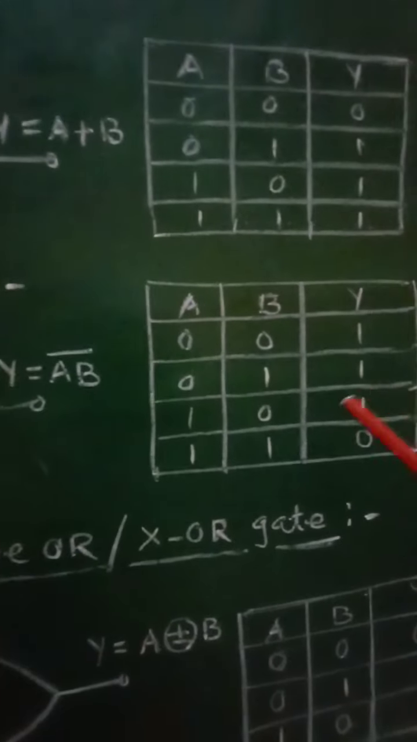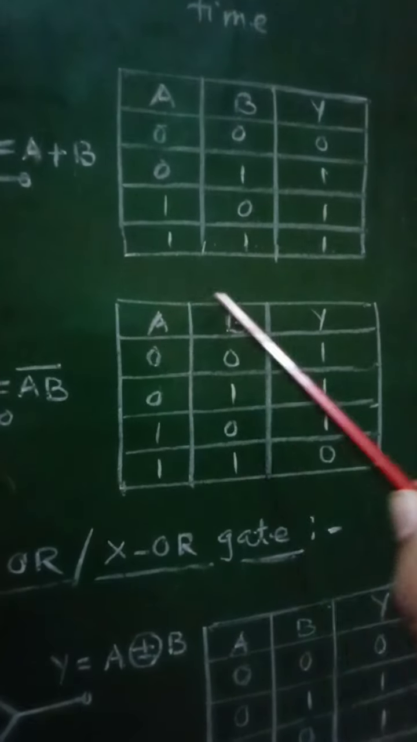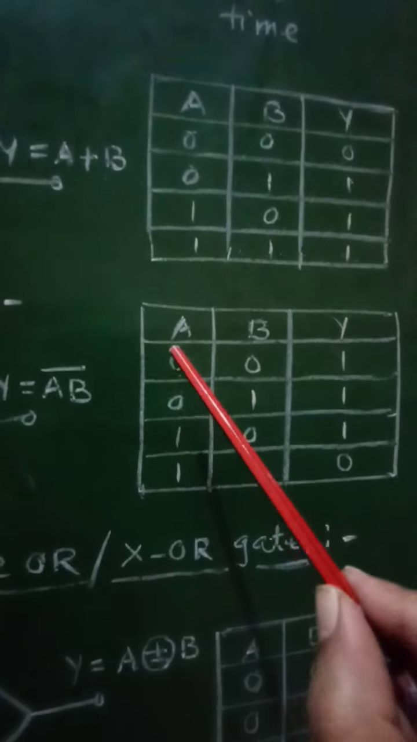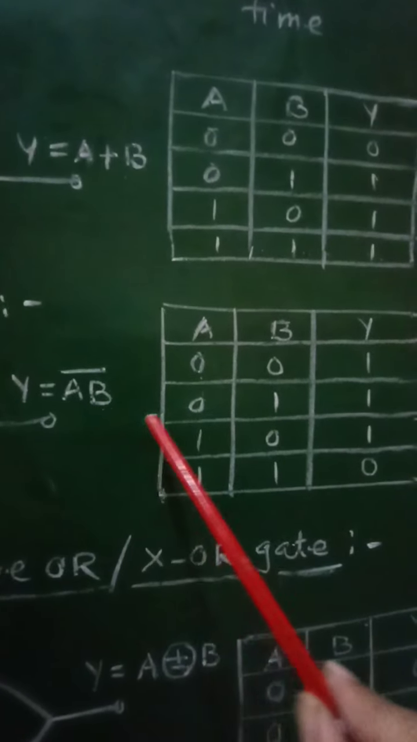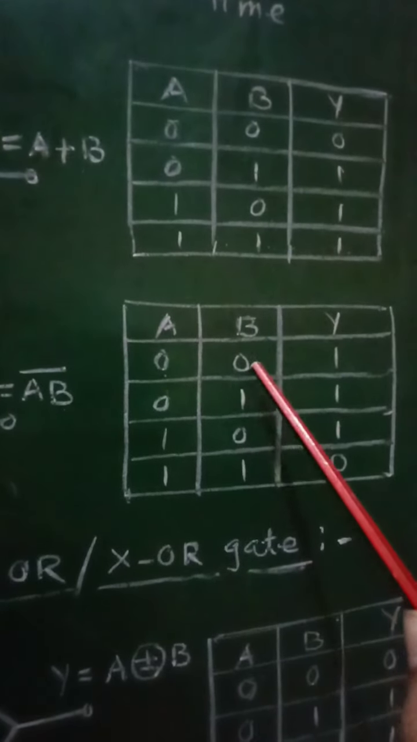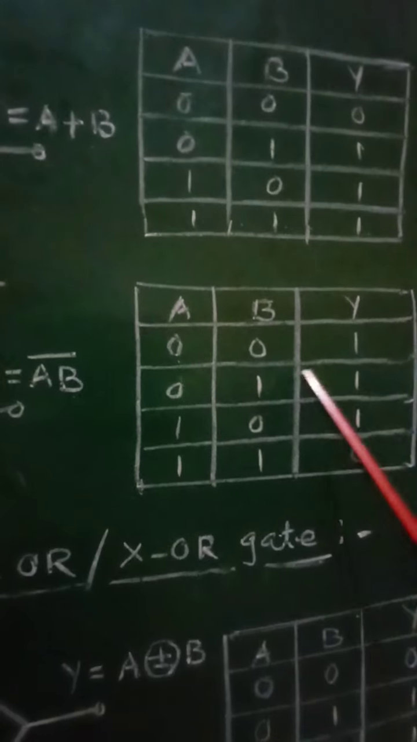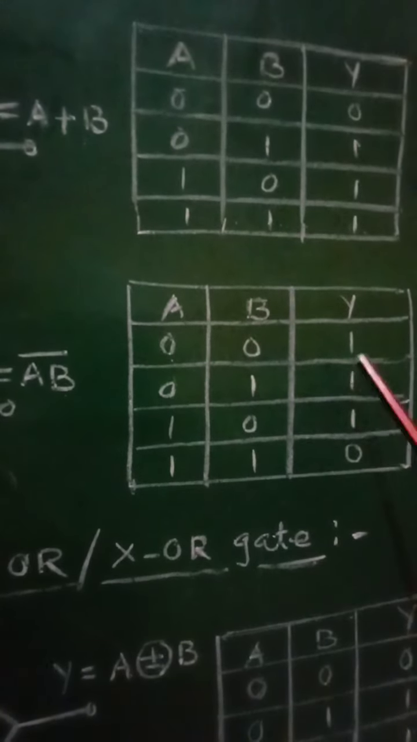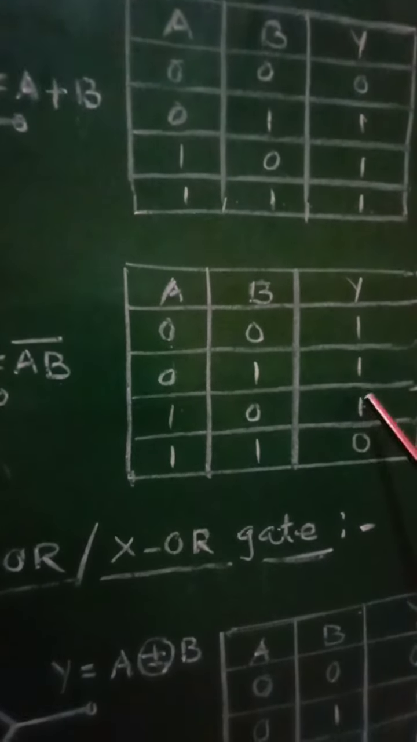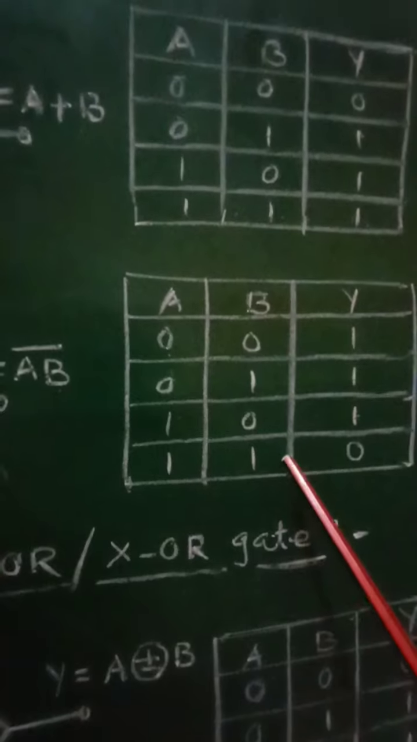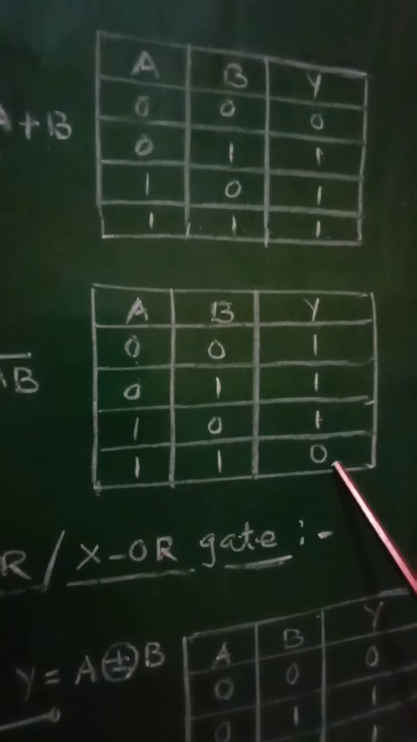Again, if you consider the truth table, input A and input B will have the values 00, 01, 10, 11. Due to the Boolean expression y equals (AB) bar, 0 into 0 will be 0, but it will be inverted at the output so that we will get 1. Again 0 into 1 will be 0, its inverted output will be 1. 1 into 0 is 0, its inverted output will again be 1. And 1 into 1 we will get 1, its inverted output will be 0.